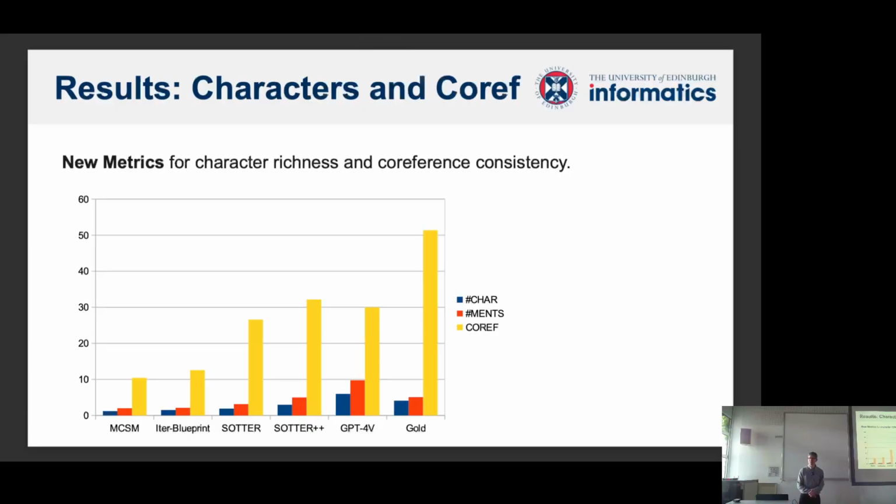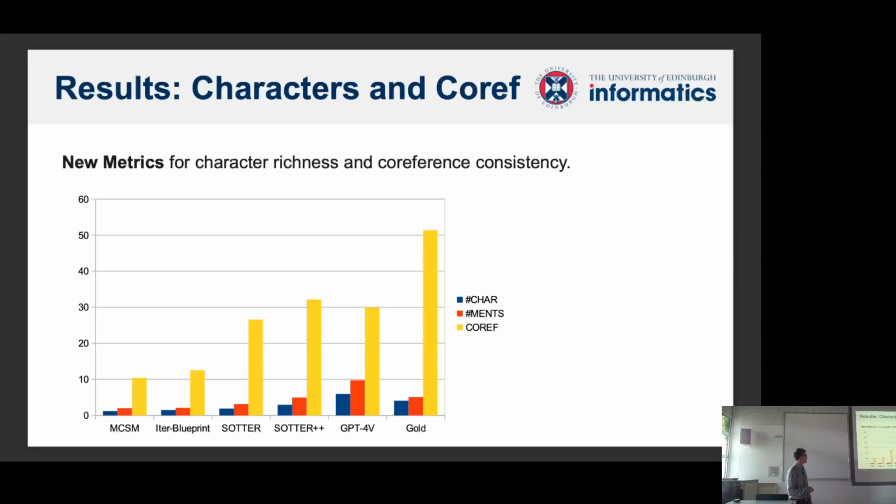Okay, so first metric. This is a metric which just counts the number of characters, here in blue, the number of character mentions, right? A single character can, of course, be mentioned multiple times, and then counts coreference just using B-cubed, which is a standard coreference metric, in yellow. And here, yeah, so we have a bunch of models.